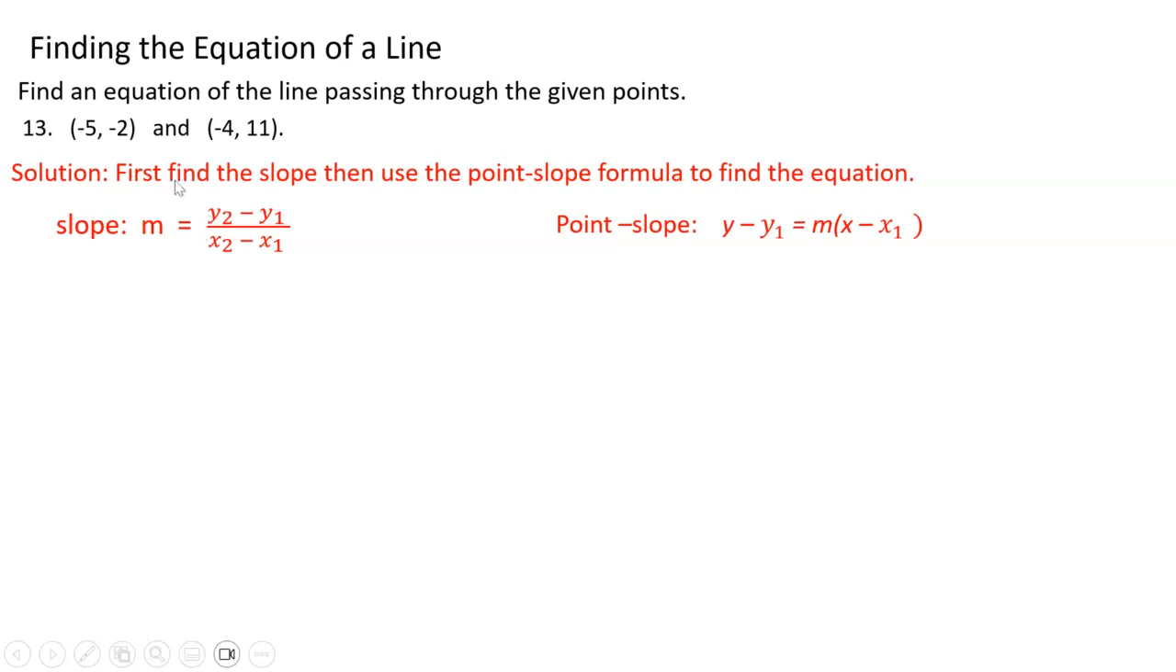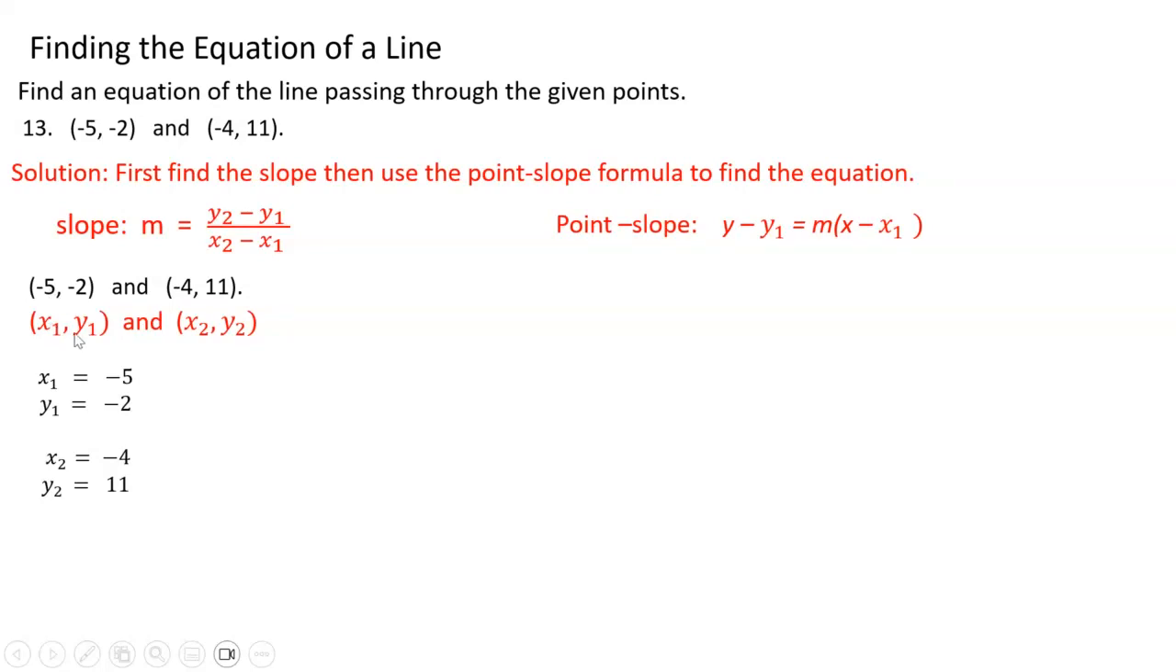So here's the first thing you're going to do, guys, is use the point-slope formula. Here's another formula that they introduced. After you find the slope, we can plug it into this formula to get my equation. My x1 is -5, y1 is -2. My x2 is -4, and my y2 is 11.